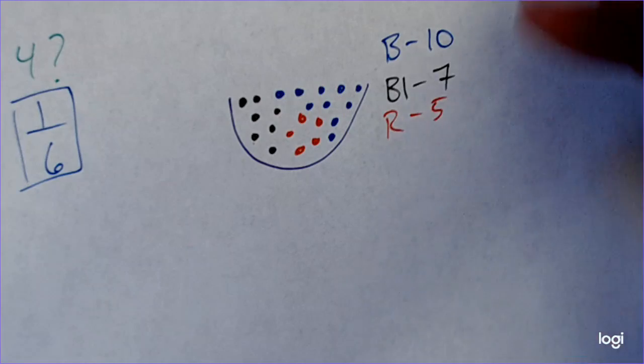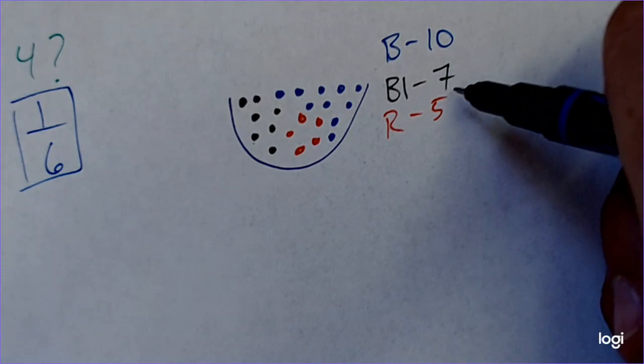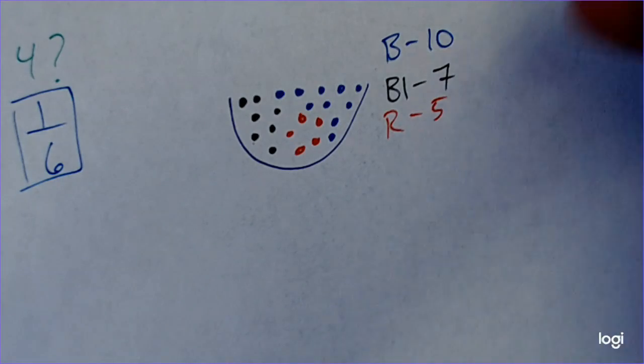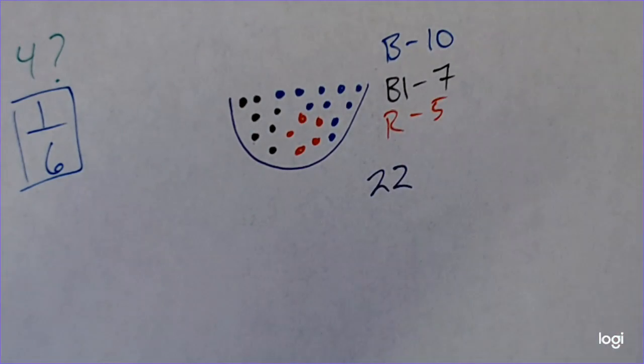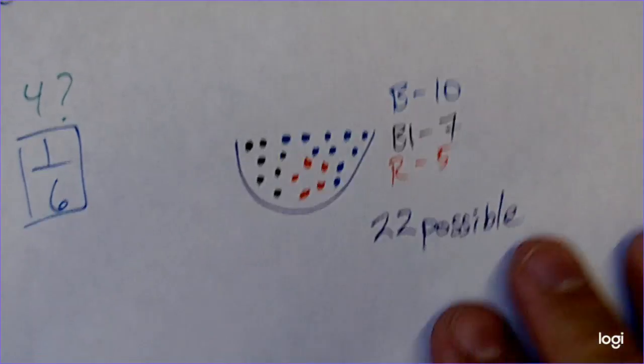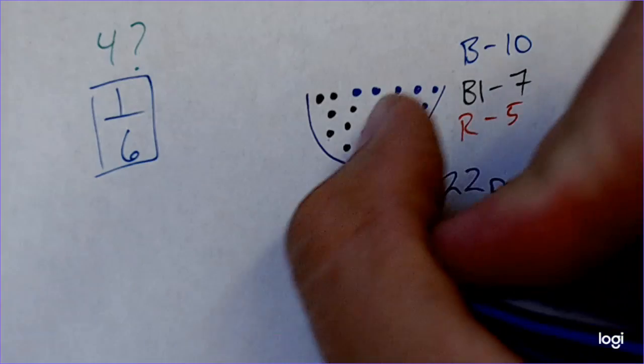So how many marbles are in the bowl? Well, I can count them all, or I can add these up. So 10 plus 7 is 17. 17 plus 5, now that gives me 22. So I've got 22 marbles in the bowl. So that's 22 total possible, which means my denominator for this probability is going to be 22.